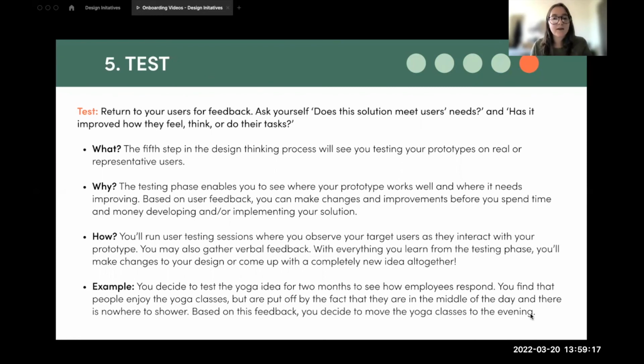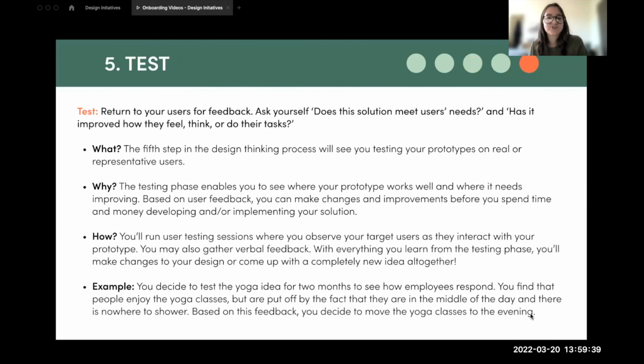Based on user feedback, you can make changes and improvements before you spend time and money developing or implementing your solution. So you'll run user testing sessions where you observe your target users as they interact with your prototype. You may gather verbal feedback or nonverbal, and with everything you learn from the testing phase, you'll make changes to your design or come up with a completely new idea altogether.